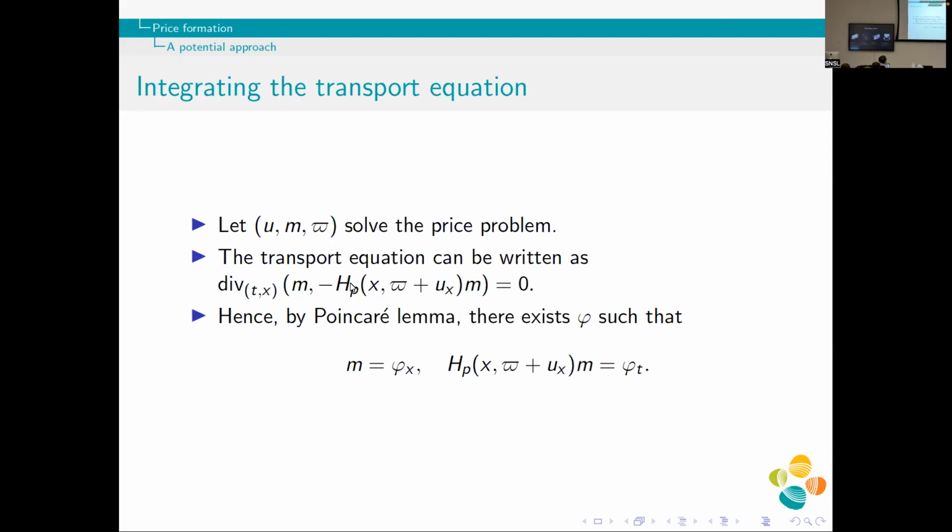And in fact, the way we understood this, that was interesting to look at, is that the transport equation can be written as a divergence in space-time. And then, by the Poincare lemma, you can find a potential that integrates this equation. And now, once you introduce this potential, you are done with the transport equation, because the transport equation is going to disappear from your equations. You just integrate it. You are left with two equations: the Euler-Lagrange equation, the Hamilton-Jacobi equation, and you're left with the balance condition.